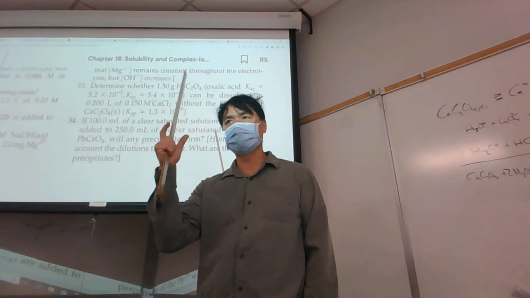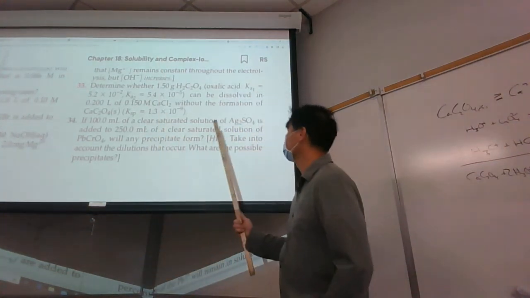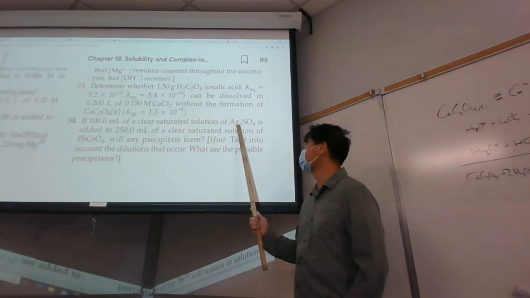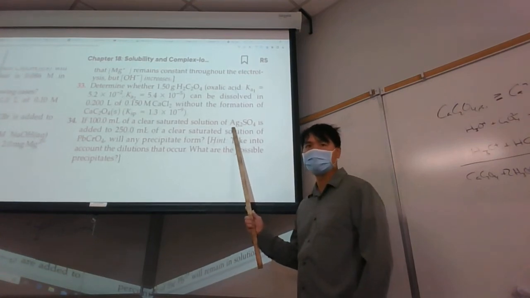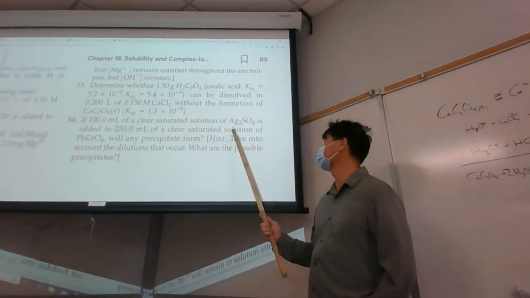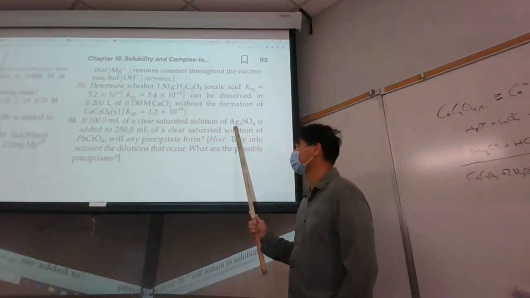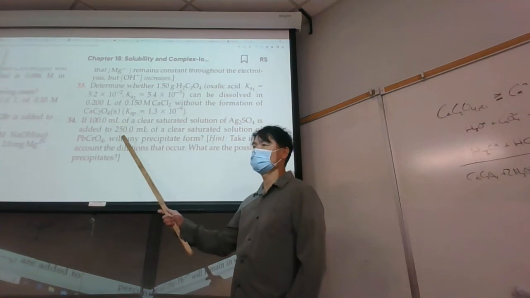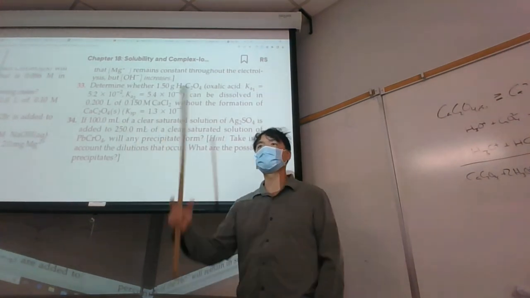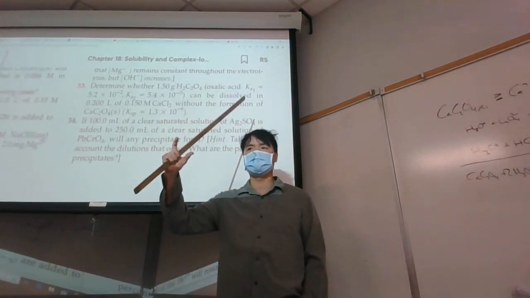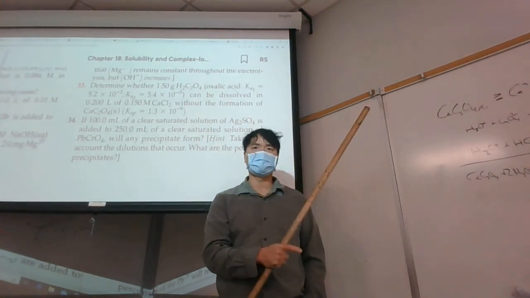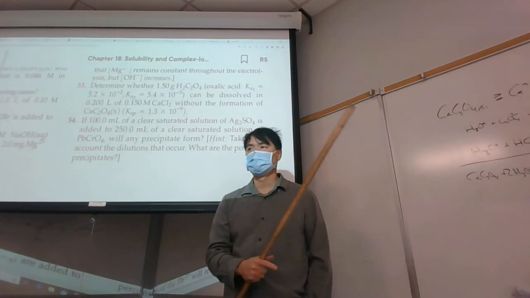Then I have to look at that original ICE table and then triple it, or double it, because the silver ion concentration is 2S, not S. So I get my 2S, and that gives me my silver ion concentration. And then on top of that, I have to do a solution dilution. After I do the solution dilution, finally I have my initial silver ion concentration that I can use for a QSP calculation.